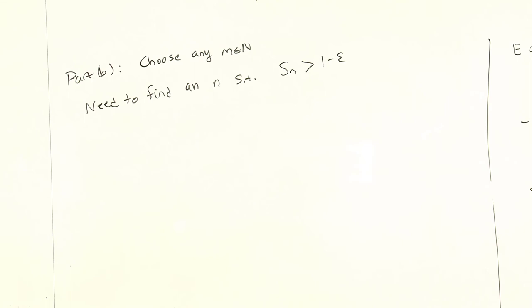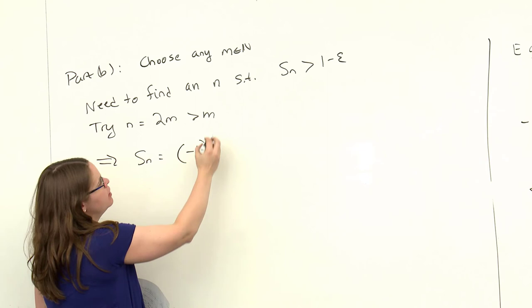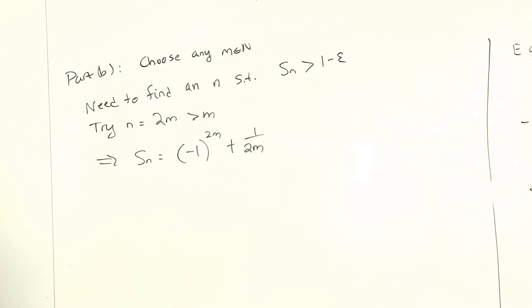So what's a good choice of n, for example? Sure, 2m would be a good choice, right? We know we should be picking something that is even. So let's try n equals 2m, which is certainly bigger than m. Then Sn is going to be (-1)^(2m+1) over 2m. This is 1 plus 1 over 2m.